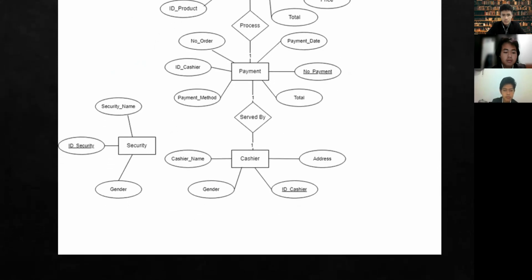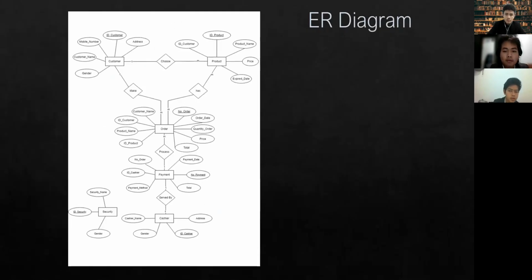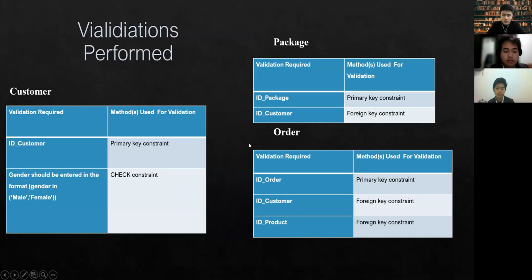Next. And the next is validations performed. The table 1 is customer validation required. The first is ID customer. The methods used for validations is primary key constraint. And next, gender should be entered in the format gender in male or female. The method used for validation is check constraint.